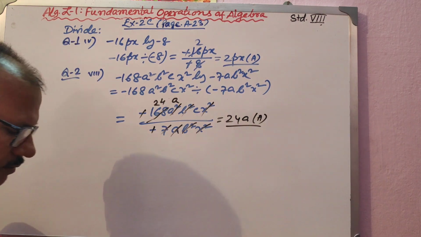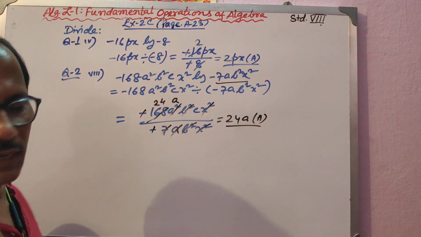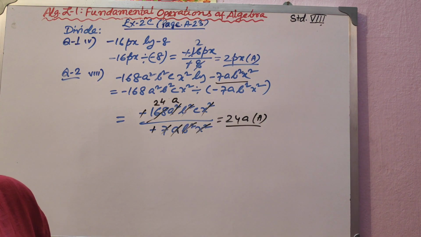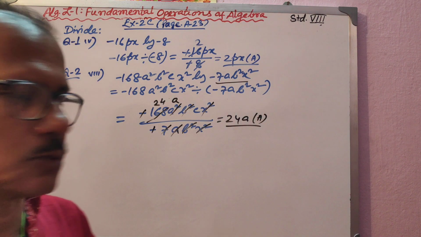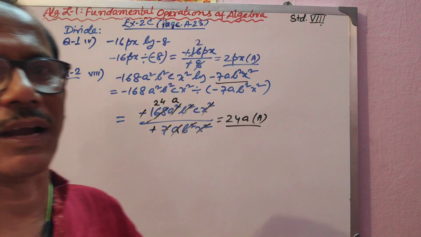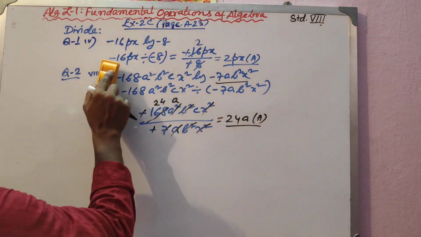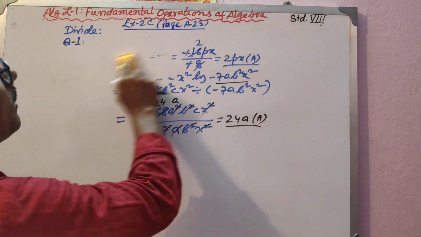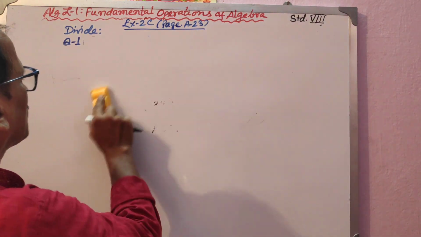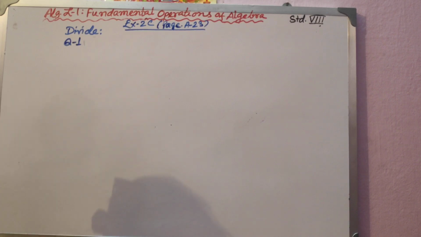I hope things are very easy when the divisor is, once again, a monomial term. This dividend was a monomial expression. If the dividend is a multinomial, then what will we do? Now let us do question number 3, where multinomial dividends are there.